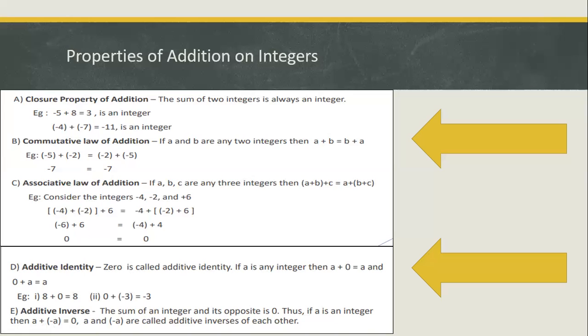Additive inverse. The sum of an integer and its opposite is 0. Thus, if a is an integer, then a + (-a) = 0. a and -a are called additive inverses of each other.